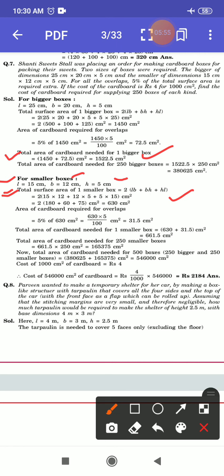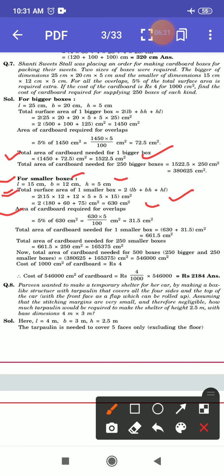Here you have to put the value of L as 15, B as 12: 12 into 5 plus 5 into 15, and then you have to calculate it and find the value of the total surface area of one small box. This is 630, and then after overlapping, which is required here, 5%.